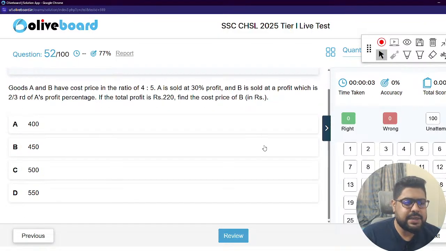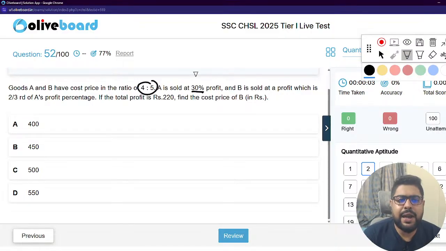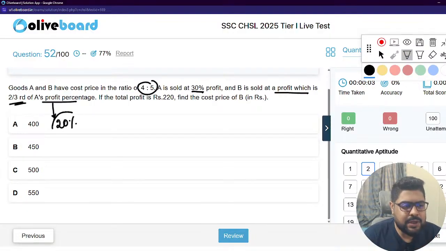Goods A and B have cost prices in a given ratio. A is sold at this profit. B is sold at a profit which is 2/3 of A's profit. So 2/3 of 30% is 20%. Total profit is given. What is the cost price?